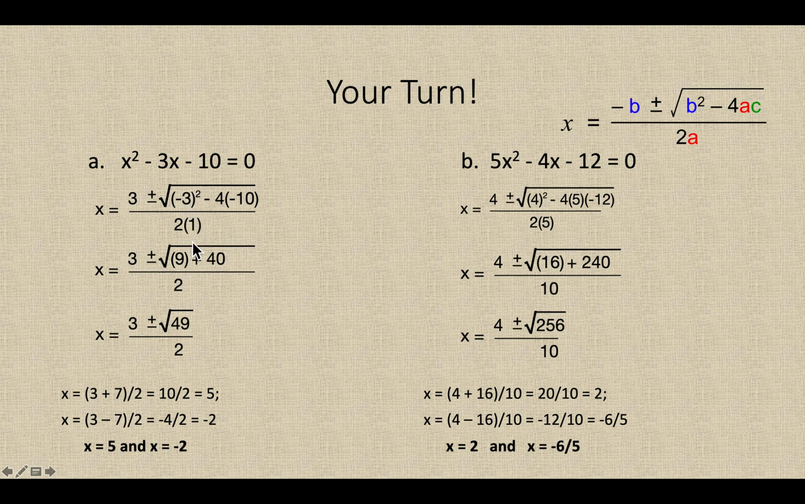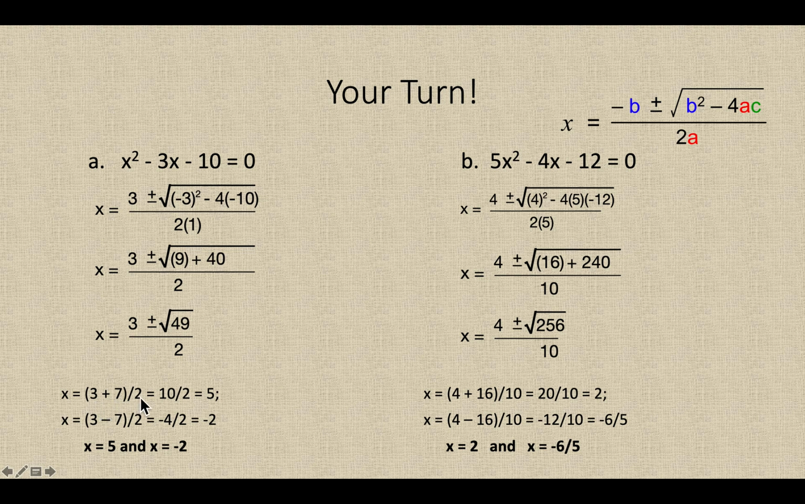So we square our negative 3. Negative 3 times negative 3 gives us 9. And negative 4 times negative 10 gives us positive 40. Come down, and we combine our 9 and our 40, so we get 49. So 3 plus or minus the square root of 49, all divided by 2. So the square root of 49 is 7. So I do my two equations.